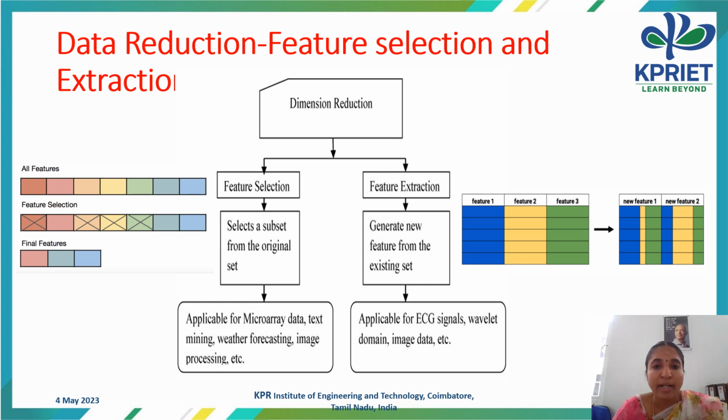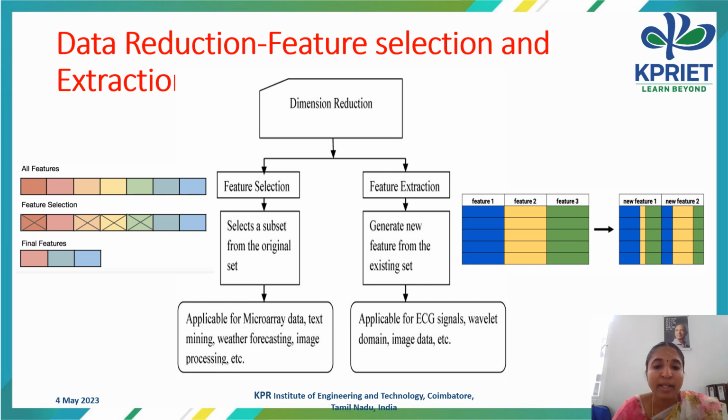And the last one is data reduction. Data reduction can be in terms of feature selection or feature extraction. What I mean by feature selection is that selection means collecting a subset from the original set of values, whereas in feature extraction we are going to generate a new feature from the existing data set.